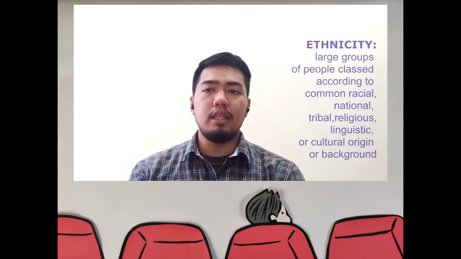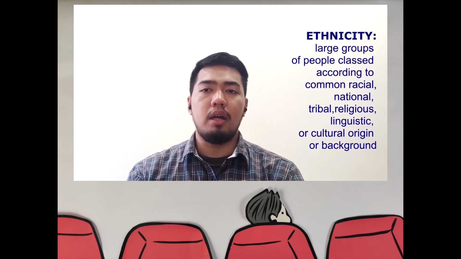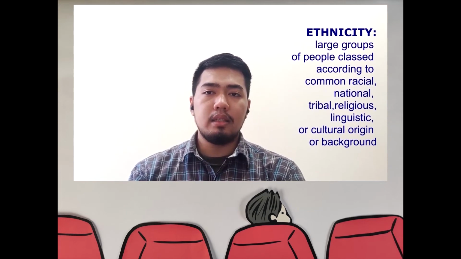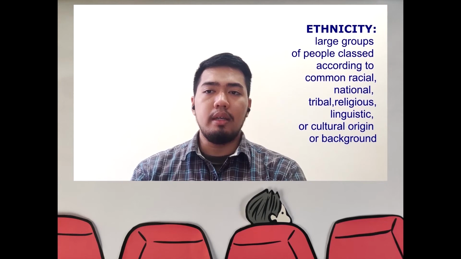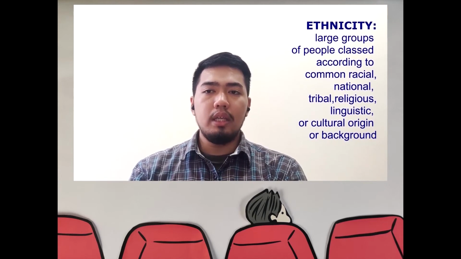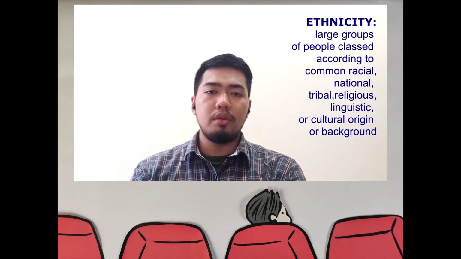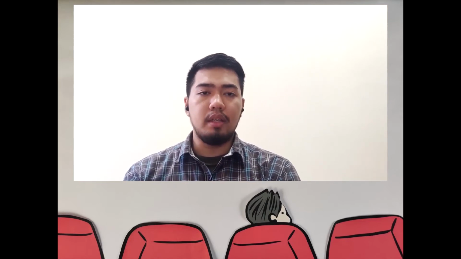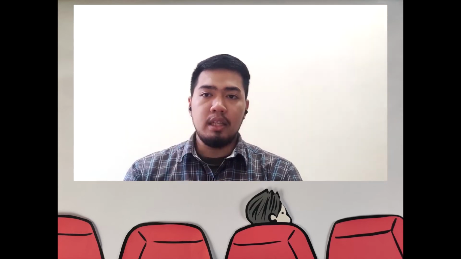The term ethnicity is much more broadly defined as a large group of people classed according to common racial, national, tribal, religious, linguistic, or cultural origin or background. People who share an ethnicity may speak the same language, come from the same country, or share a religion or other cultural belief or expression. These are some of the differences between religion, race, and ethnicity.